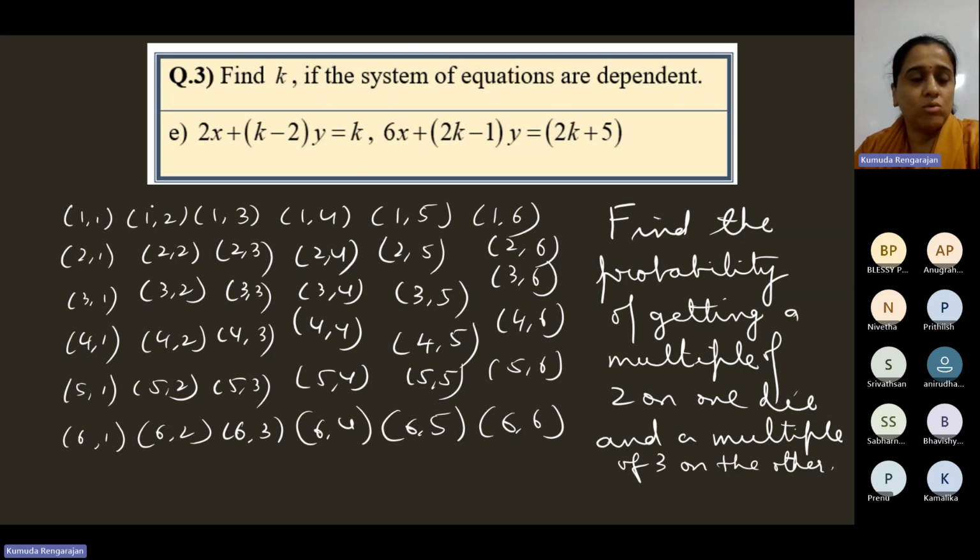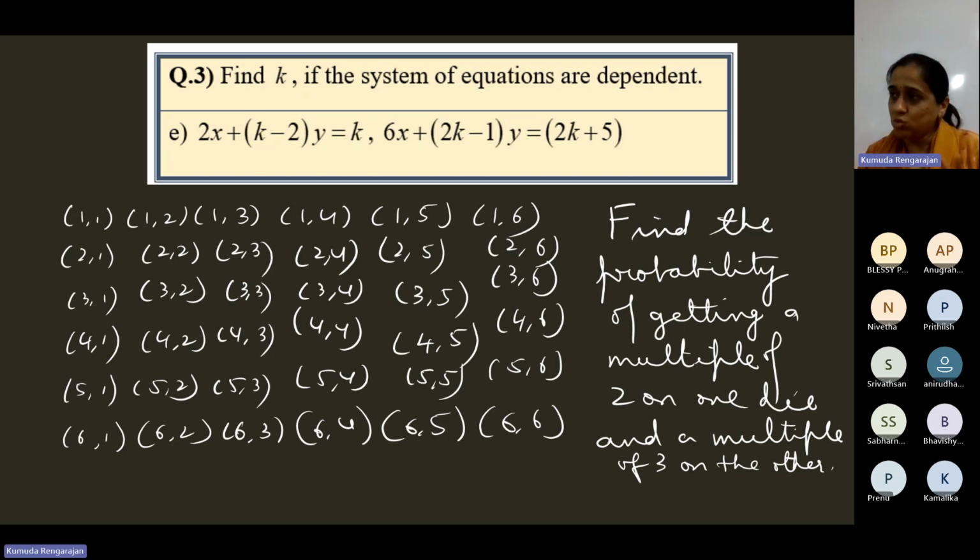(1,1), no. (1,2), (1,3). Of the two numbers, one should be a multiple of 2, the other should be a multiple of 3. Not first die, second die. One die, other die. The first number should be a multiple of 2 and the second a multiple of 3, or the first a multiple of 3 and the second a multiple of 2. Any order, because it says getting a multiple of 2 on one die and a multiple of 3 on the other. They have not mentioned which is the first die and which is the second die.